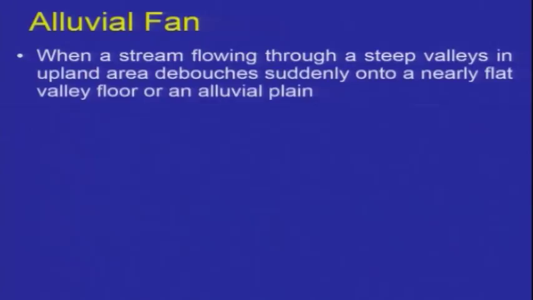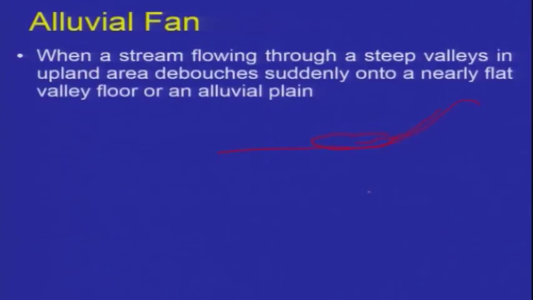One of the most commonly observed landforms within the fluvial system is the alluvial fan and delta. In terms of shape, they are very much similar, but they occur at different locations, and that we will discuss here. So, alluvial fan: when a stream flowing through a steep valley in uplands debouches suddenly onto a nearly flat valley floor or an alluvial plain. So, for example, you have a hilly terrain here and then you have flat terrain. So, the river coming from here will deposit the alluvial fan, because of its shape.